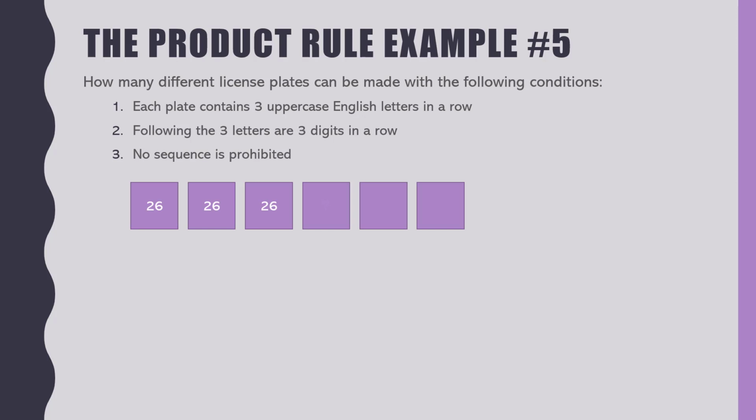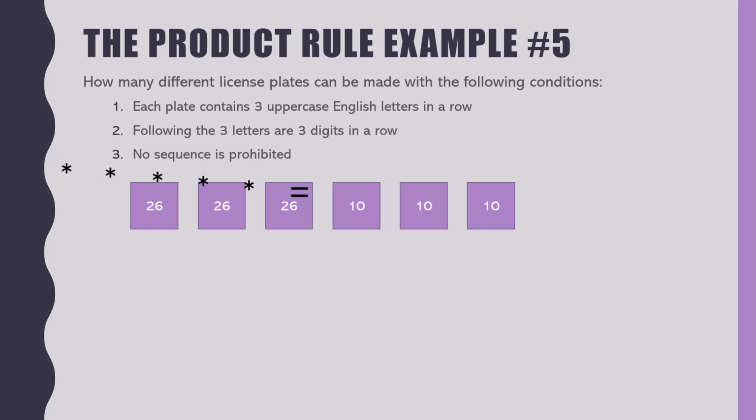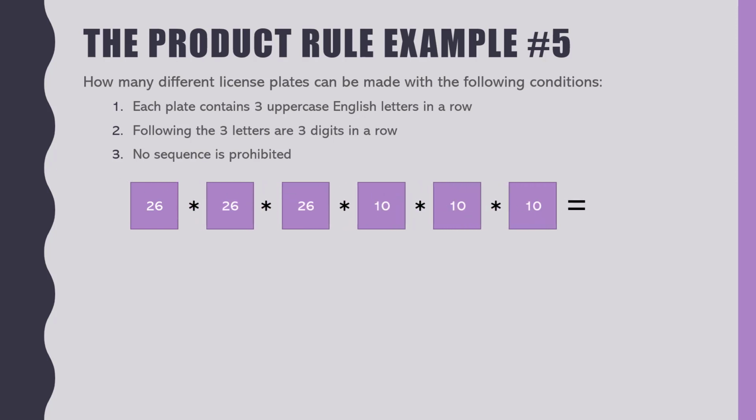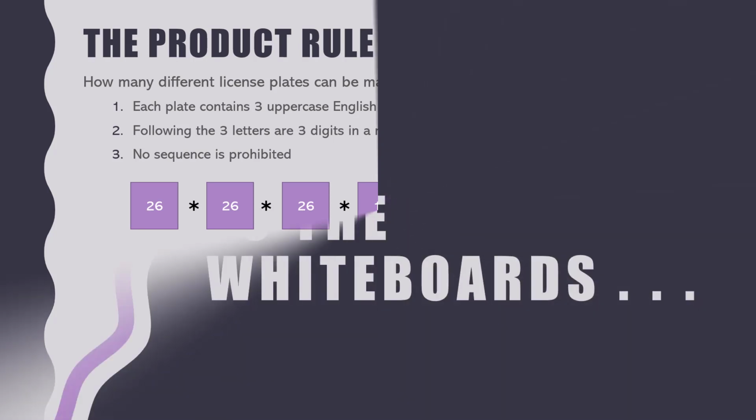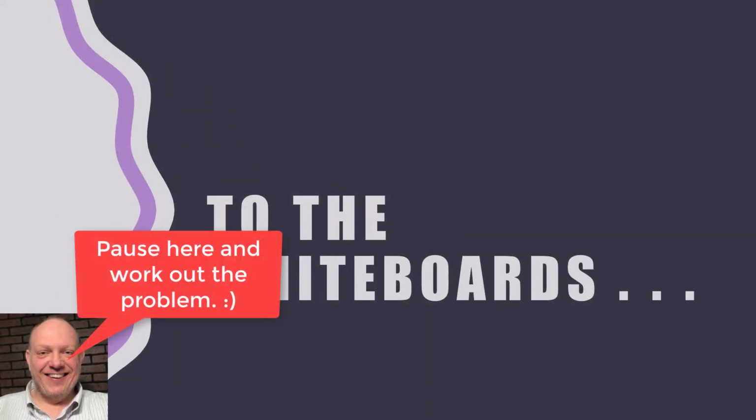Now, the 4th block in our license plate, what goes there? A number, 10 possible. Our second task is to choose a digit, 0 through 9. So there are 10 choices there, and then 10 choices in those. Multiply all that out, and that's the final answer. To the whiteboards.